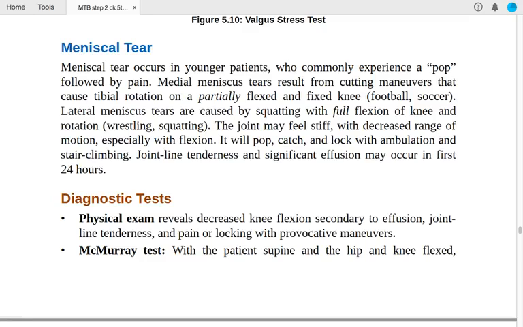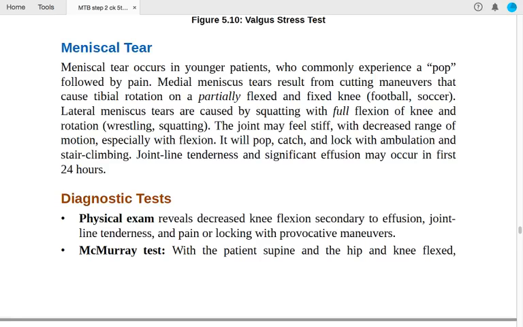Meniscal tear occurs in young patients who commonly experience a pop followed by pain. Medial meniscus tear results from cutting maneuvers that cause tibial rotation on a flexed and fixed knee. That is in the case of football players and soccer players. Lateral meniscal tears are caused by squatting with full flexion of the knee and rotation. That is in the case of wrestling, in the case of squatting.